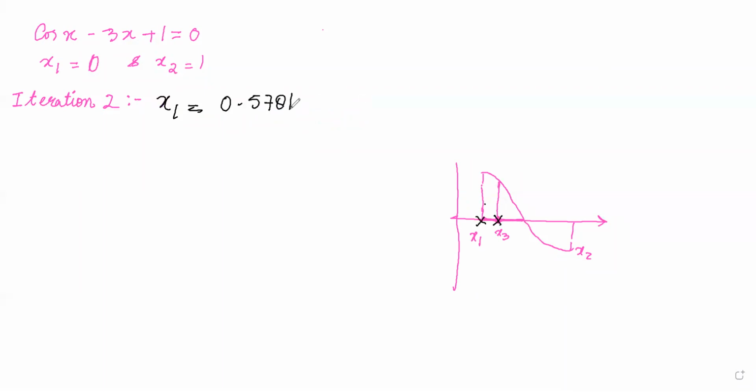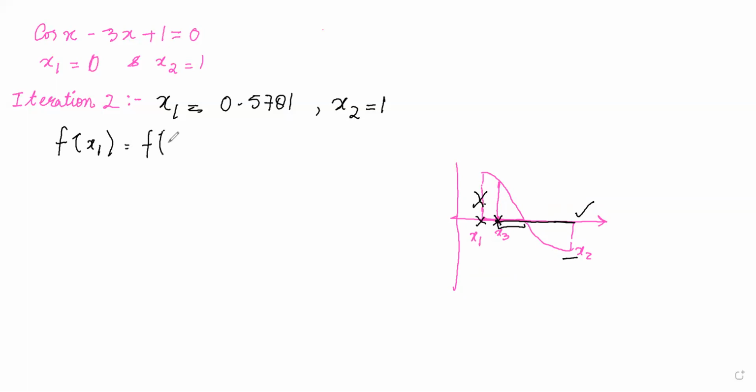The value of x2 will continue to be 1. We don't change this x2 because at our x2, f of x2 is negative. But at our x3, the value of our function is positive. So now our solution domain will be from here to here. Now again, obtain the value of f of x1.